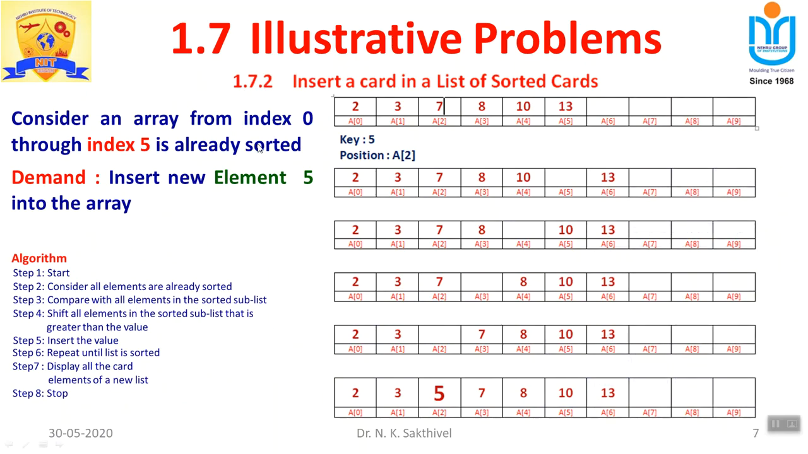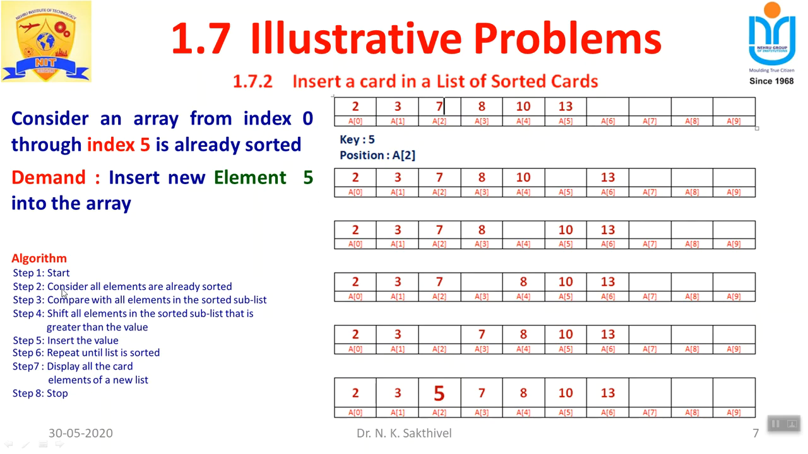See here, our demand is that the card which holds the value 5, we want to insert in this cards list. Clear? So this index 5 is totally different. The card which holds a 5, I want to insert.